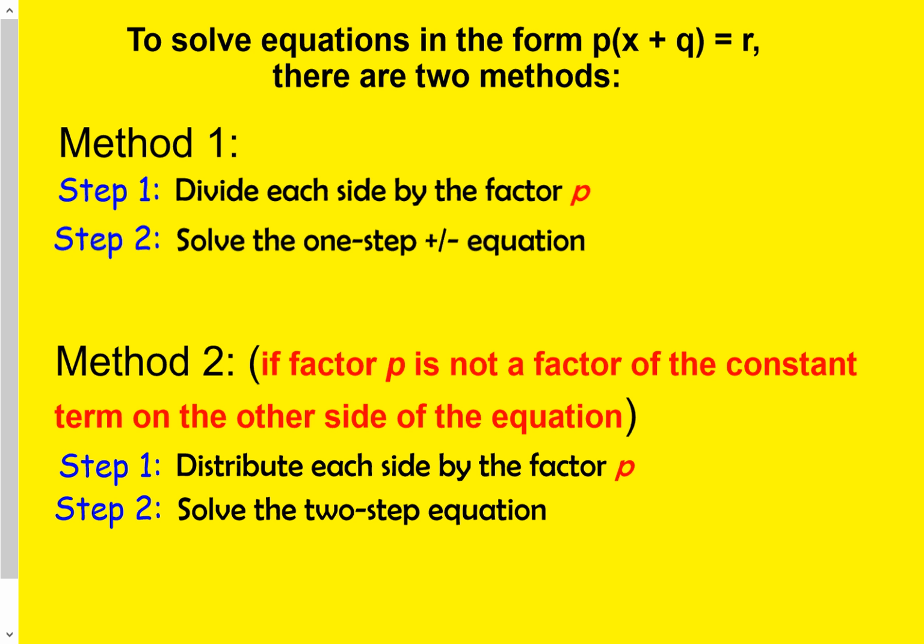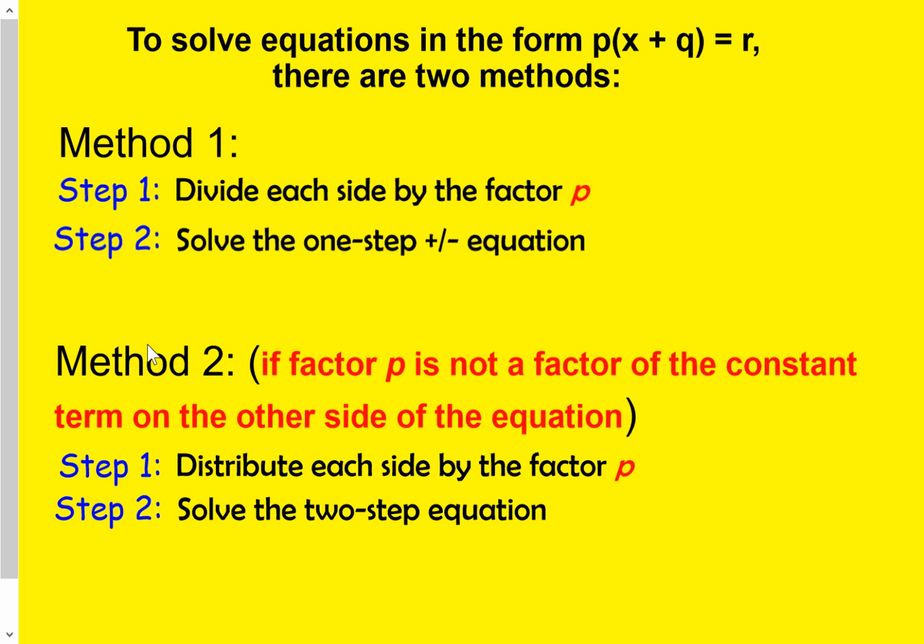To solve two-step equations in this form, there are two basic methods, and depending on the situation is when you would pick either one. Method one, you're going to divide each side by the factor p. Since they think that this is a multiplication operation here, the inverse or the opposite would be to divide. So they're going to ask you to divide by p first, and then solve the one-step equation right here.